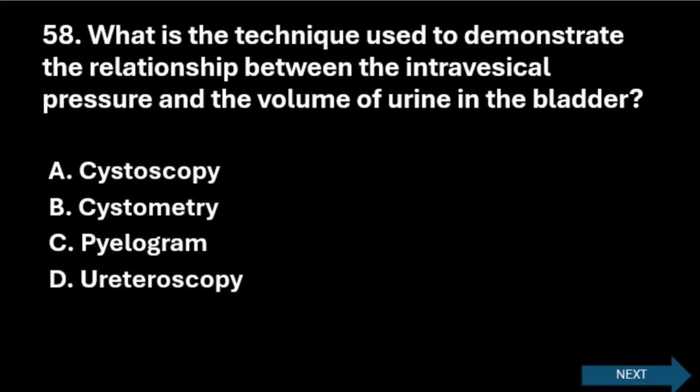Next question. What is the technique used to demonstrate the relationship between the intravesical pressure and the volume of urine in the bladder? Option A cystoscopy, option B cystometry, option C pyelogram, option D ureteroscopy. The right answer here is option B cystometry.